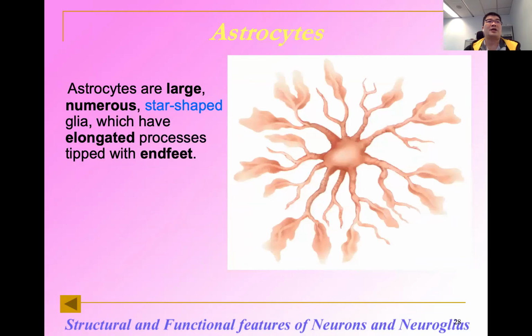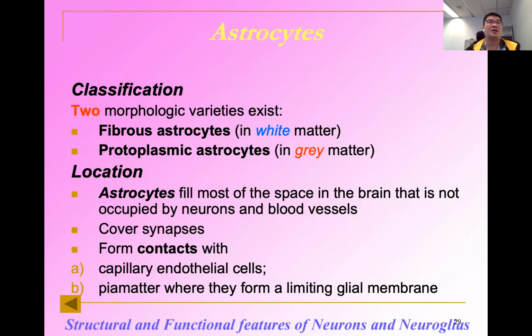So astrocytes are large, star-shaped glial cells. They usually have very long processes. They take up the space in the nervous system. Astrocytes actually have two classifications, two morphological varieties: fibrous astrocytes, usually in the white matter, and protoplasmic astrocytes, usually in the gray matter.